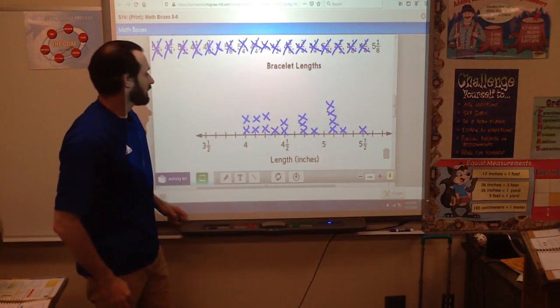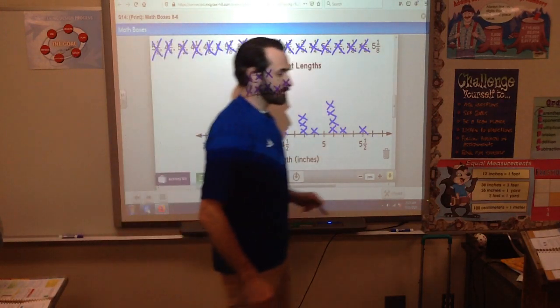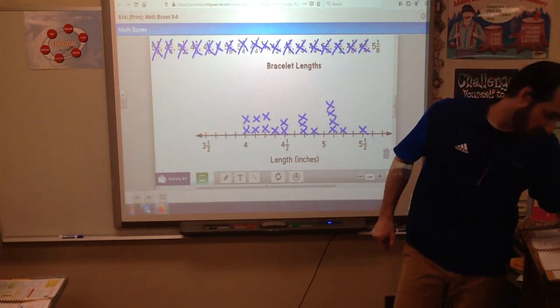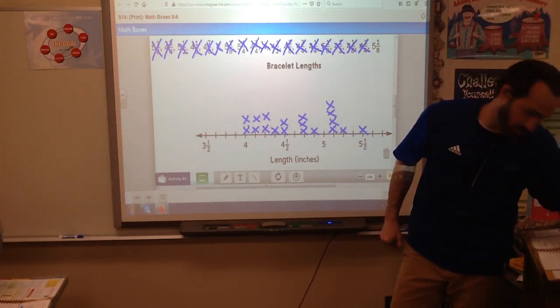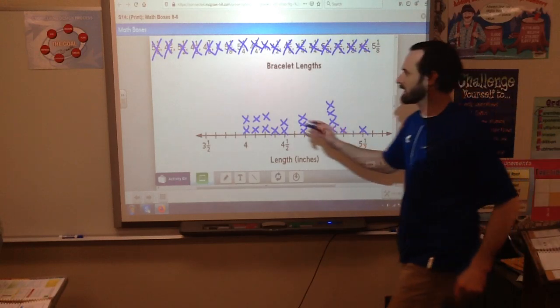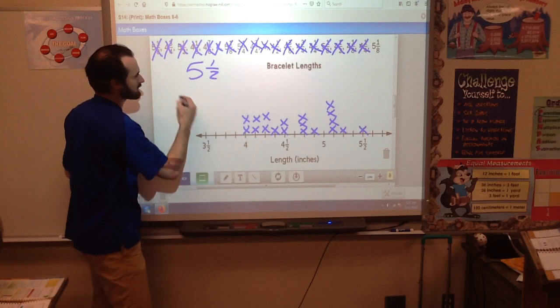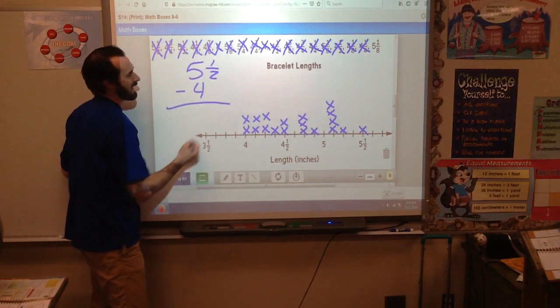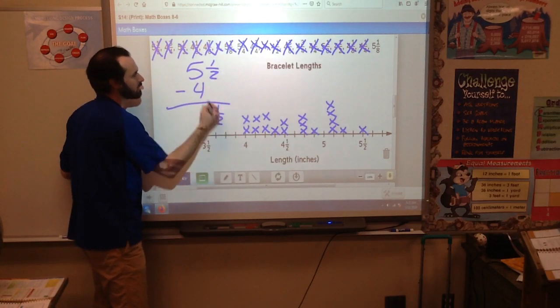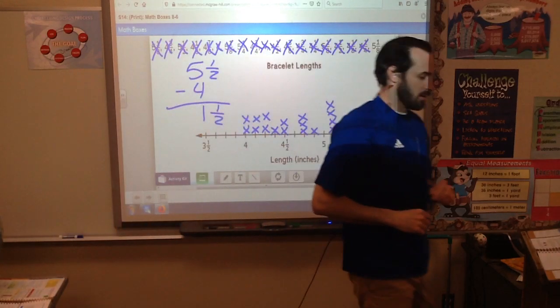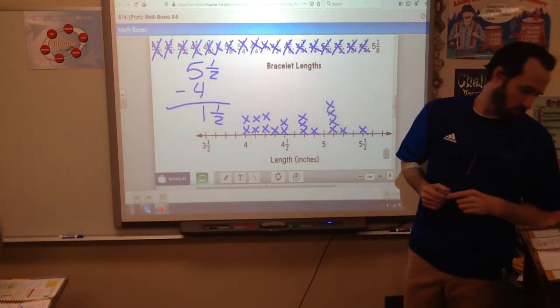So check that. Now, instead of sliding it up because that'll mess up all of this, I'm going to look at the question that says, what is the difference between the longest and the shortest length? The longest length was 5 1/2. The shortest length was 4. Difference means subtract. A half minus 0 is a half. 5 minus 4 is 1. So your answer for letter A should have been 1 1/2.